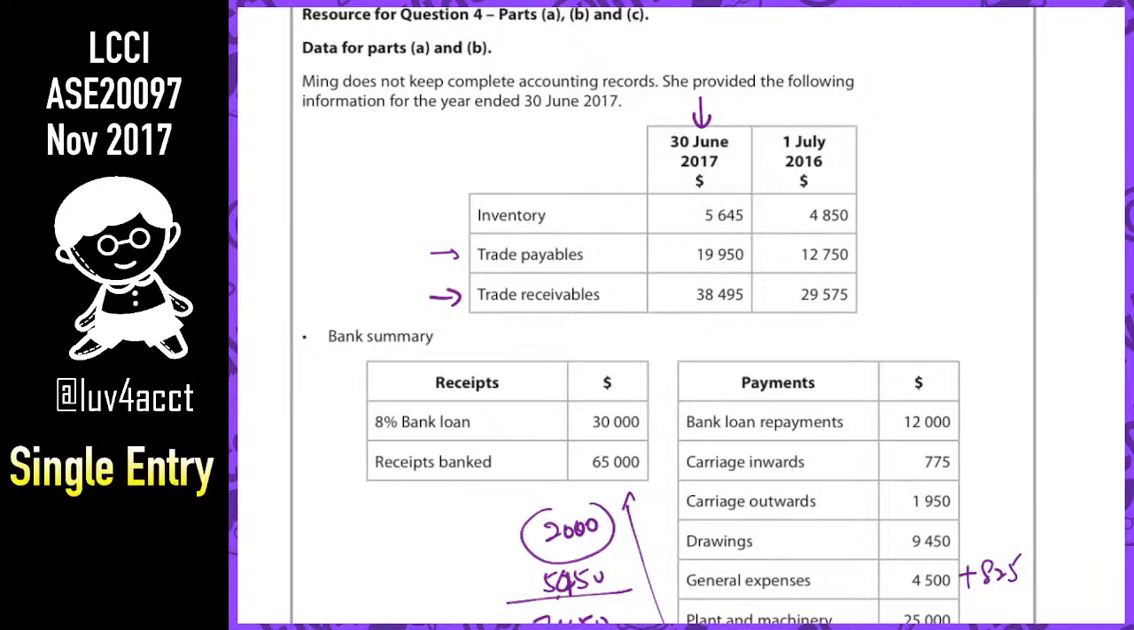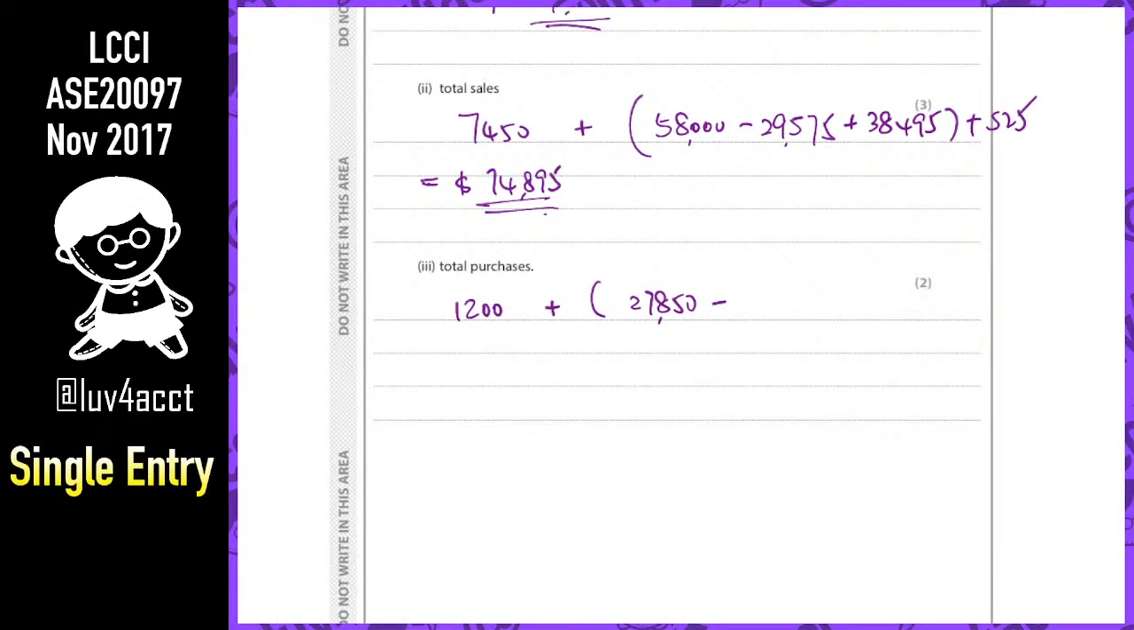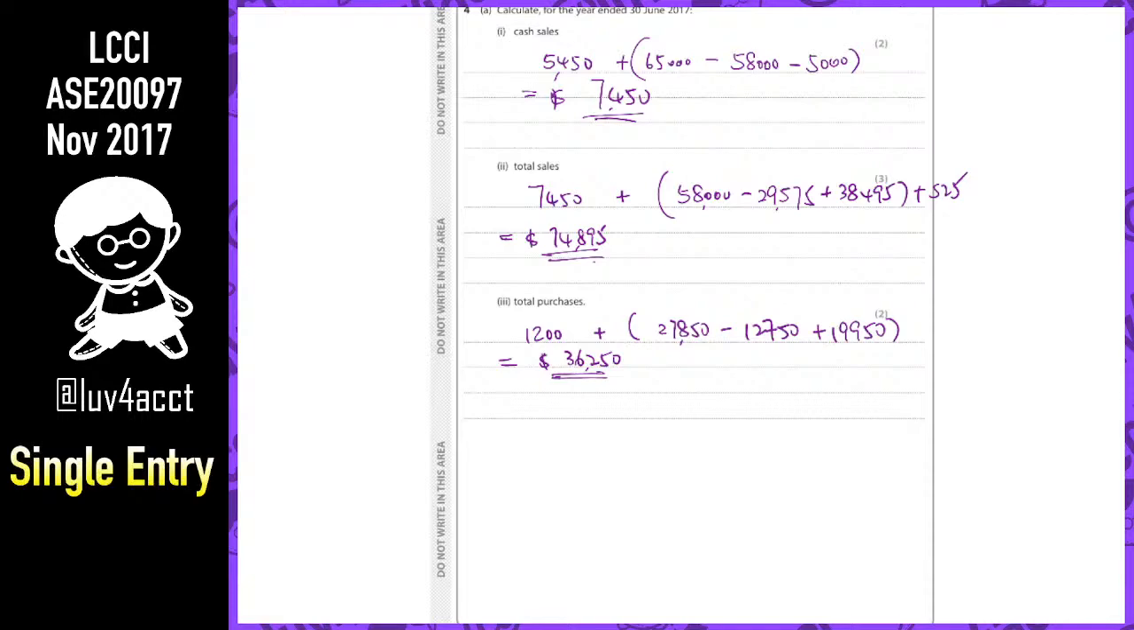The opening and closing balance, again 12750 negative opening and then closing 19950. There is no other adjustment, I think. So 12750 opening plus closing 19950 closing. Let me see if the answer is correct. Minus 12750, 19950. That is 36250. Okay, total purchases.